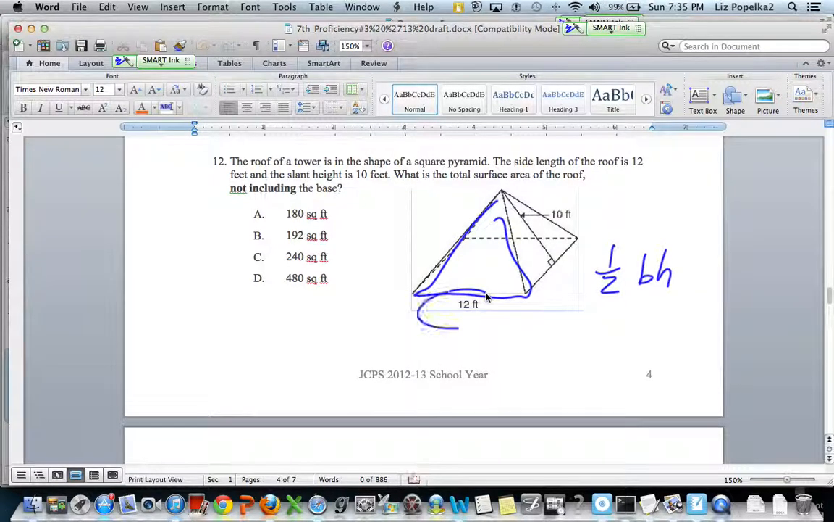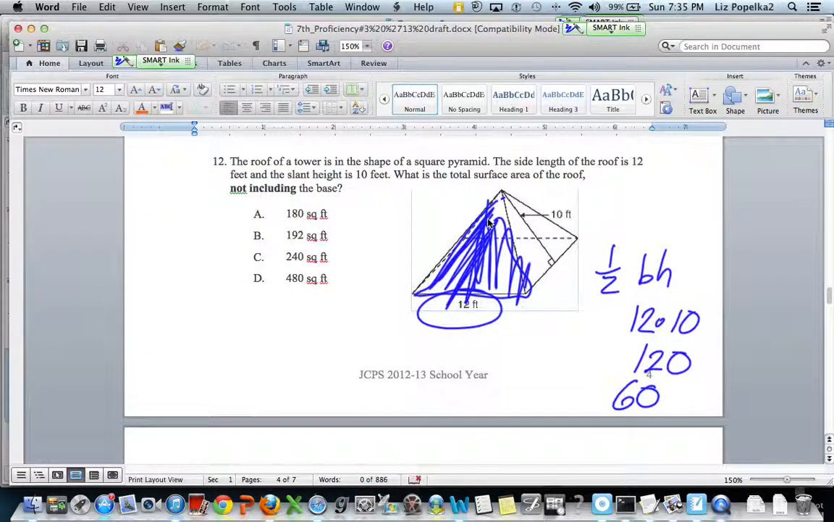So the base of the triangle is 12. The height, if this is 10, then this has to be 10. So 12 times 10 is 120, and then 1/2 times 120 gives us 60. So that means the area of each of these triangles around the side is 60 square feet.